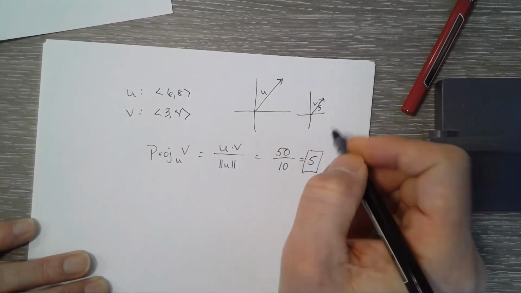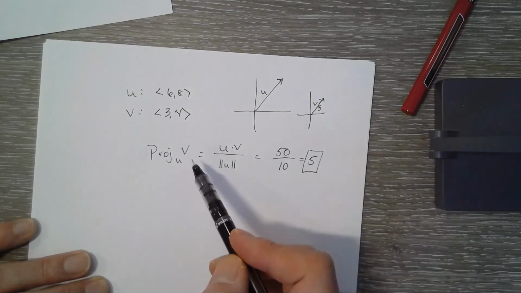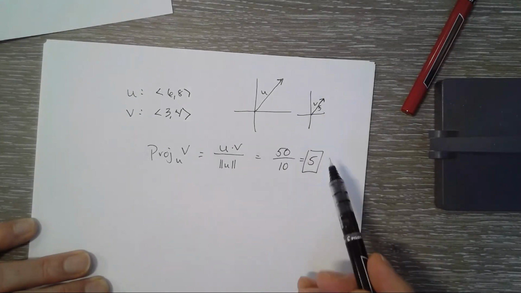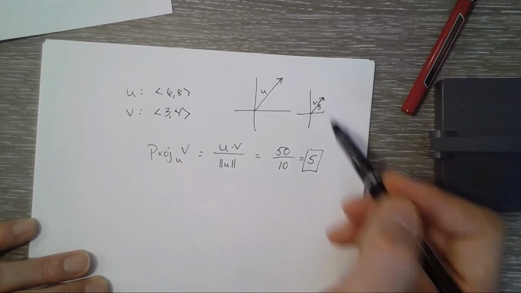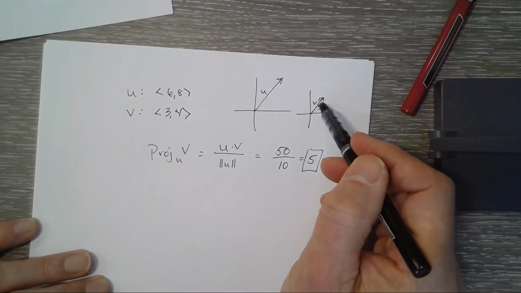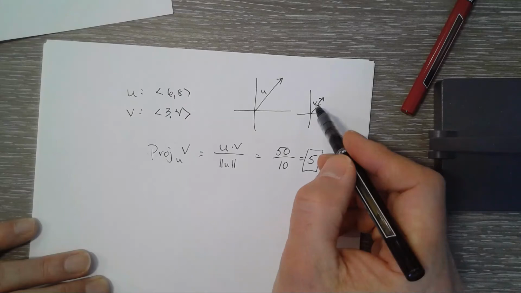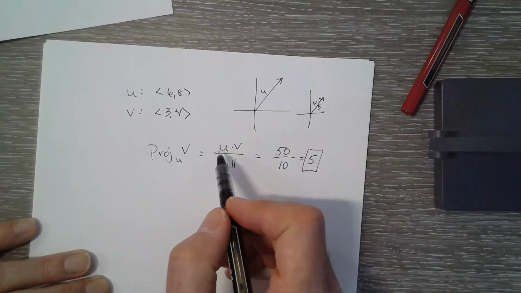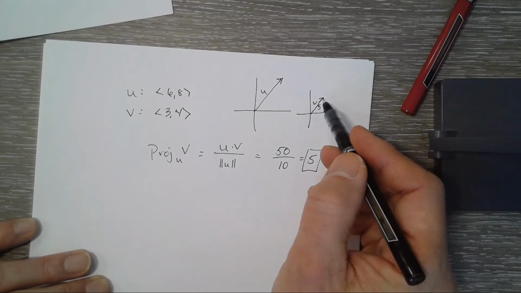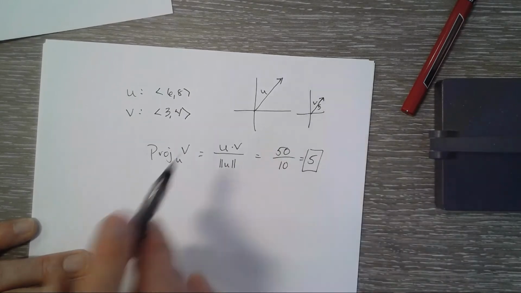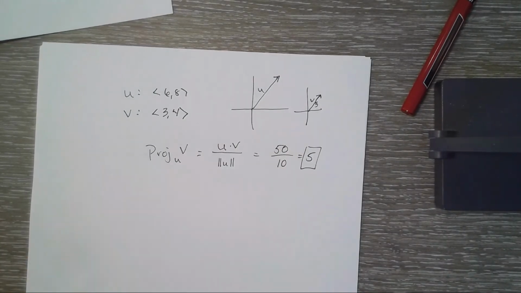So yes, the entire V is going to project onto U because they are parallel with each other and going the same direction. If U was backwards, going the opposite way, U dot V would be negative 50 divided by 10, which is negative 5. So negative 5 would work against U. All right. So that's projection of two vectors.